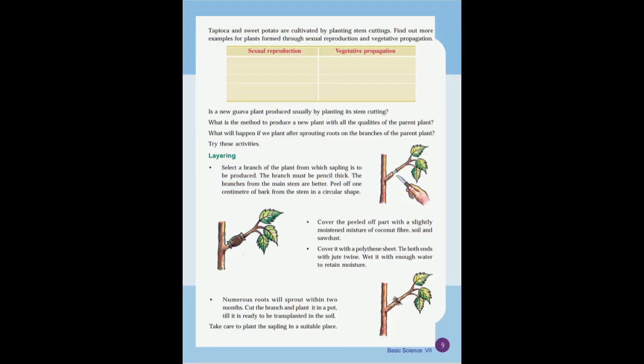So now you are clear with cutting, right? So what is the method to produce a new plant with all the qualities of the parent plant? There are many other methods besides cutting. It should be the same variety as the parent plant. Let's see what it is. What will happen if we plant after sprouting roots on the branches of the parent plant? We are going to try some activities, but now it is not possible through online, right? So Miss will show you a video based on that. Let's see the video and we'll come back.